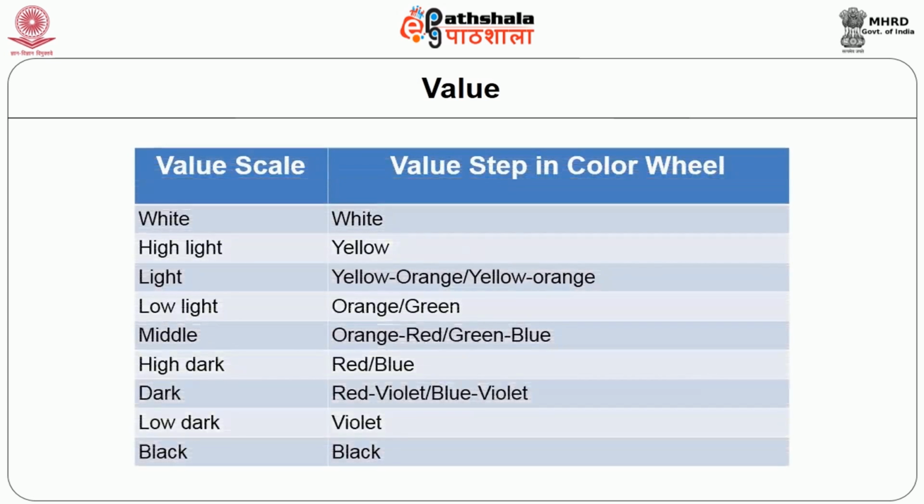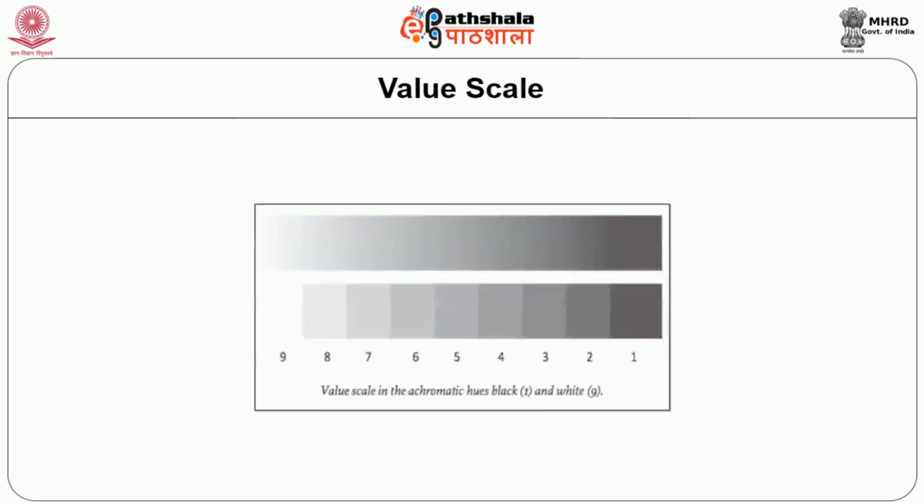We will see table 1, the value scale and steps in a color wheel. That is the value scale and value steps in the color wheel one by one. First one is white, second one is high light, that is yellow light. Next one is yellow-orange, low light, orange and green, middle, orange-red, green-blue, high dark, red and blue, dark, red-violet, blue-violet, low dark, violet, black. We'll see the value scale 1 to 9.